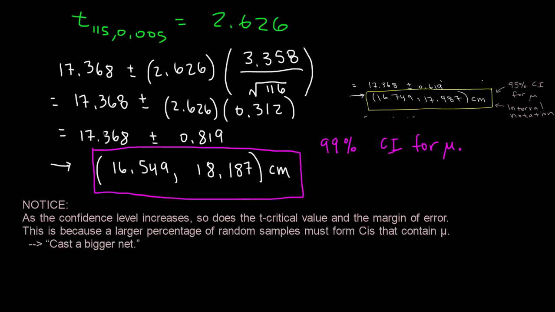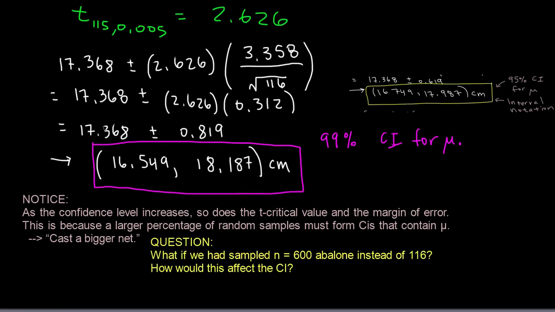This is because a larger percentage of random samples from that sampling distribution perspective now must contain mu in those confidence intervals. I kind of think about this as casting a bigger net. That's not a technical term in any way, that's just kind of a cute term I've made up. In general, a larger confidence level will result in a larger interval, all other things being equal.